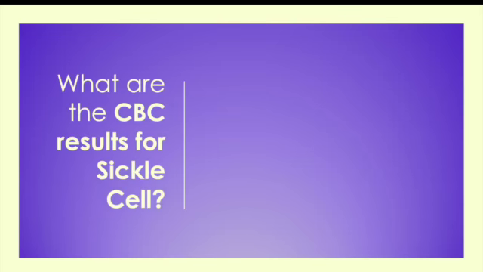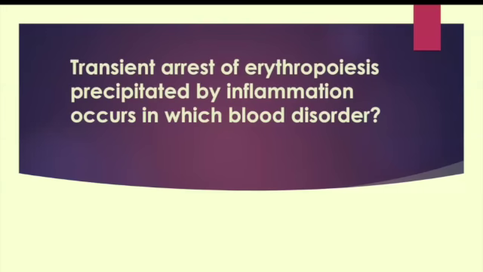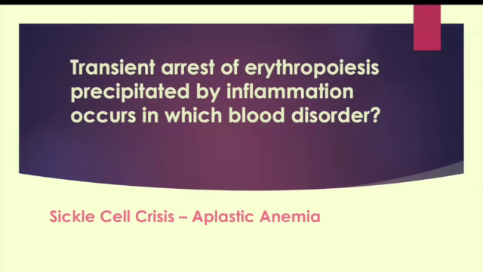Okay, so what are CBC results for sickle cell? Remember, that's going to have your low RBC. You're going to have a low H&H. You're going to have leukocytosis. You're going to have thrombocytopenia. So remember that one. What are transient arrests of erythropoiesis precipitated by inflammation, occurring in which blood disorder? So you have sickle cell crisis, which is your aplastic anemia.